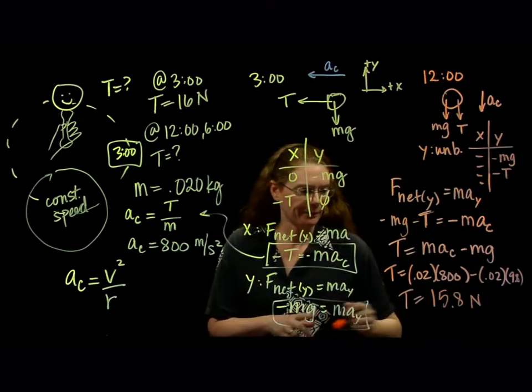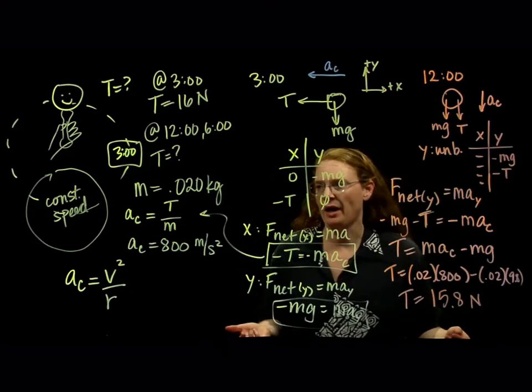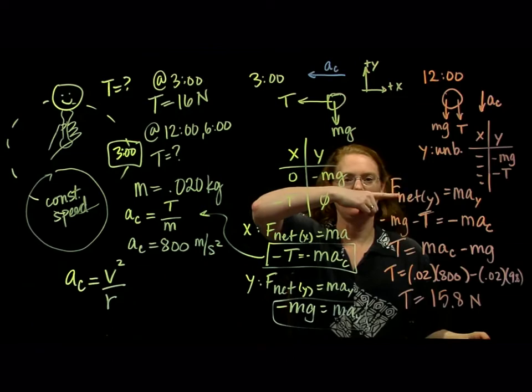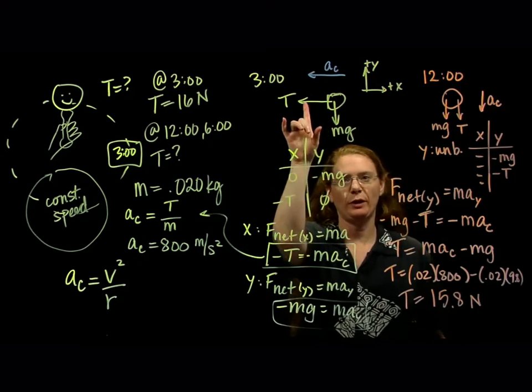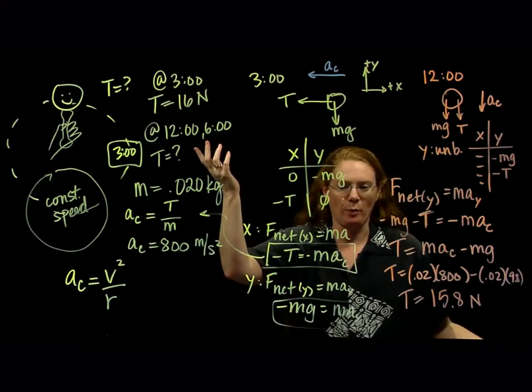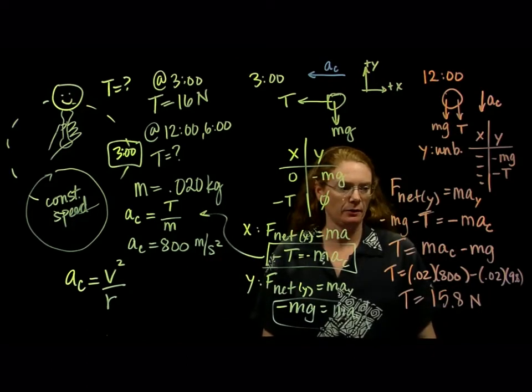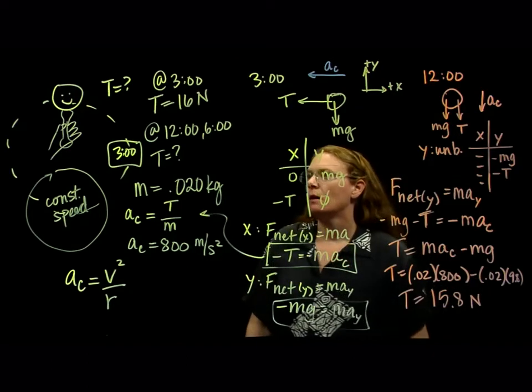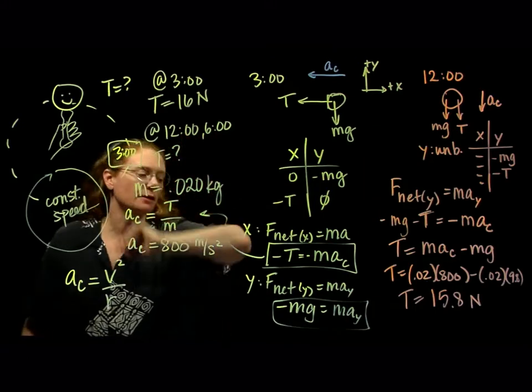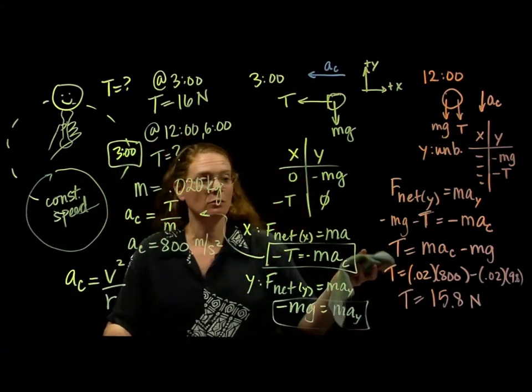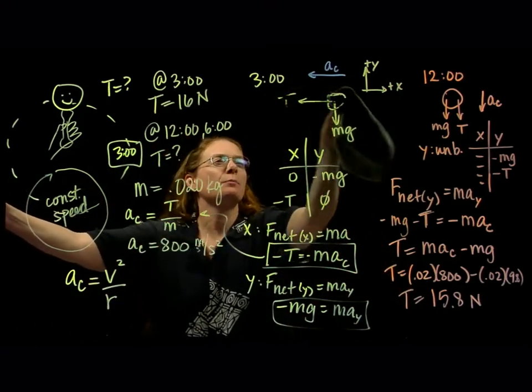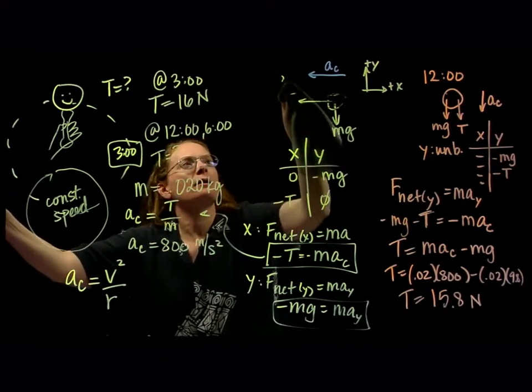Okay. Is that reasonable? Yeah. If we were at 16 newtons here, then being at 15.8 up here, it's in the right ballpark, so I'm going to guess that is a reasonable number. Now we wanted the tension at 6 o'clock as well. So we need to do the same thing. And I'm going to erase my 3 o'clock because we have all that data that we need.